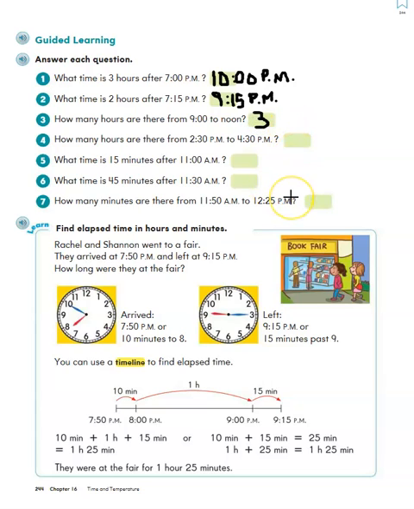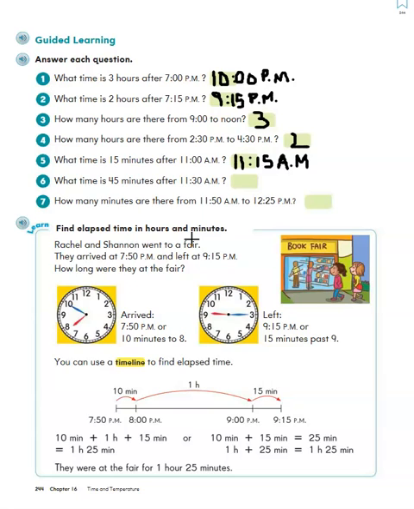Number 4, how many hours are there from 2:30 p.m. to 4:30 p.m.? Well, that one we just start at 2:30 and we go 3:30, 4:30. So it's 2. Number 5, what time is 15 minutes after 11 o'clock a.m.? So that would just be 11:15 a.m., right guys? Because that would be 15 minutes after 11 o'clock. Okay, and then number 6, what time is 45 minutes after 11:30 a.m.?